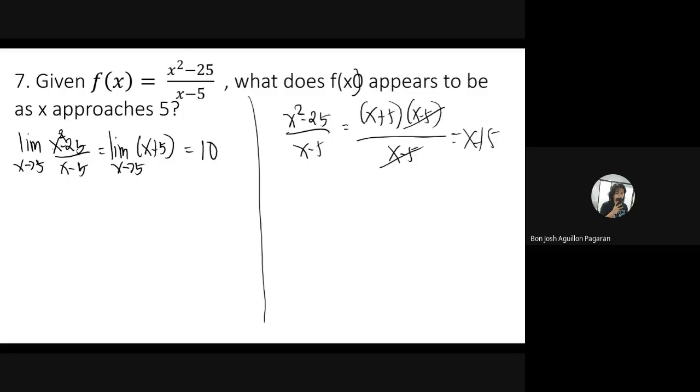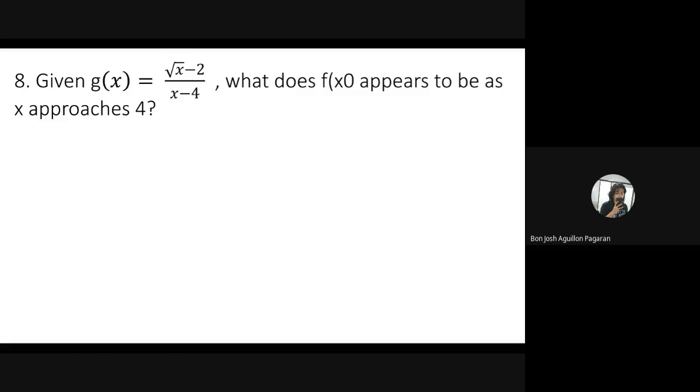Here, given that g of x is equal to the square root of x minus 2 over x minus 4, what does f of x appear to be as x approaches 4? Sige, I'll give you 4 minutes to think how to answer number 8.